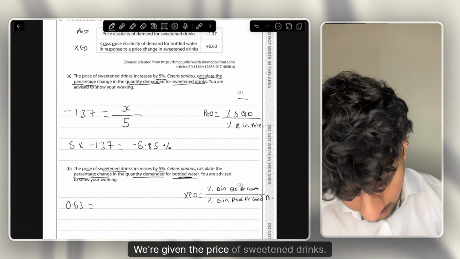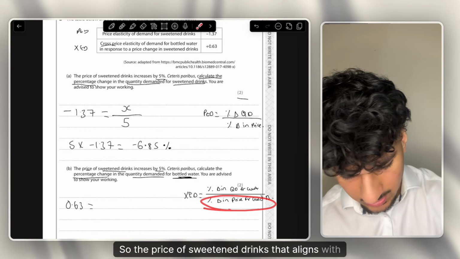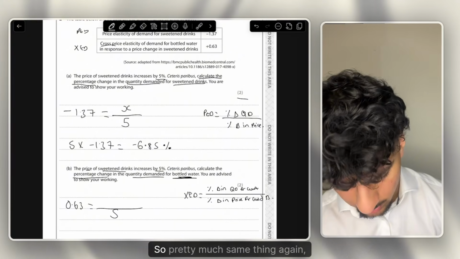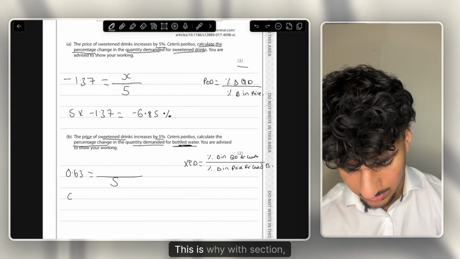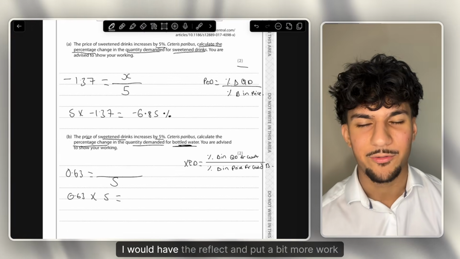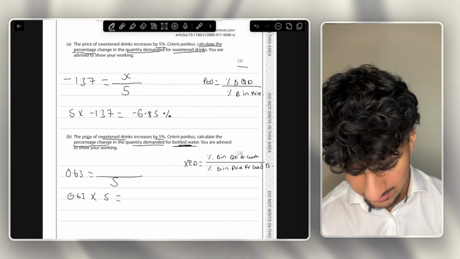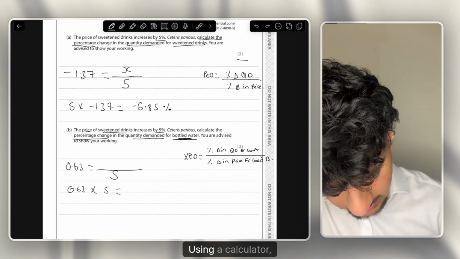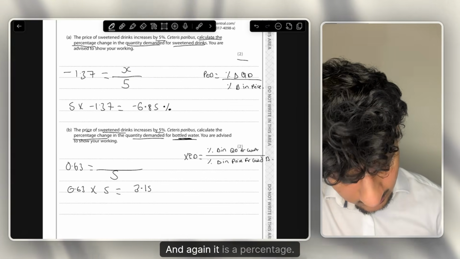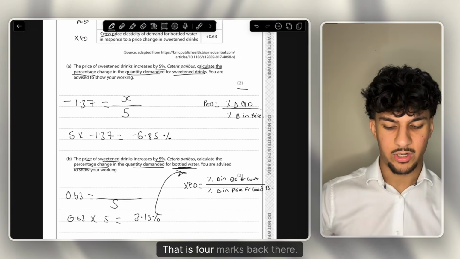We're given the price of sweetened drinks. So the price of sweetened drinks, that aligns with that part of the formula. So price of sweetened drinks increases 5%, so pretty much same thing again. This is why with section A, if you're not getting 100%, I would reflect and put a bit more work in, because it is very, very easy. So 0.63 times 5, using a calculator, that would give us a value of 3.15, and again it is a percentage, so make sure you include the percentage sign. That is 4 marks back there.